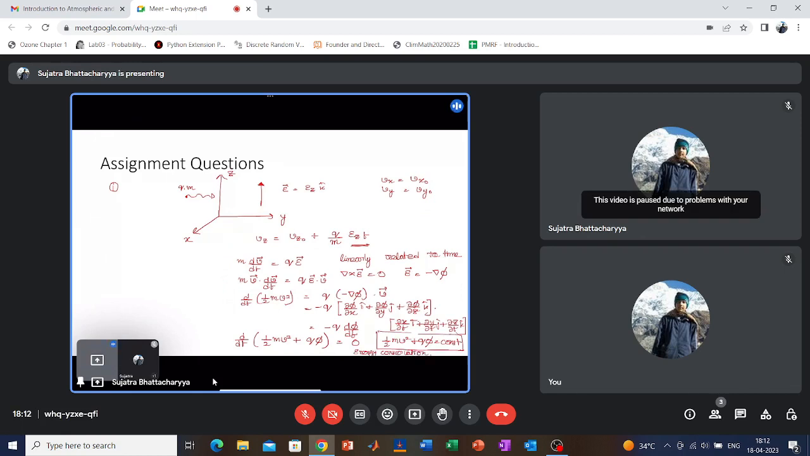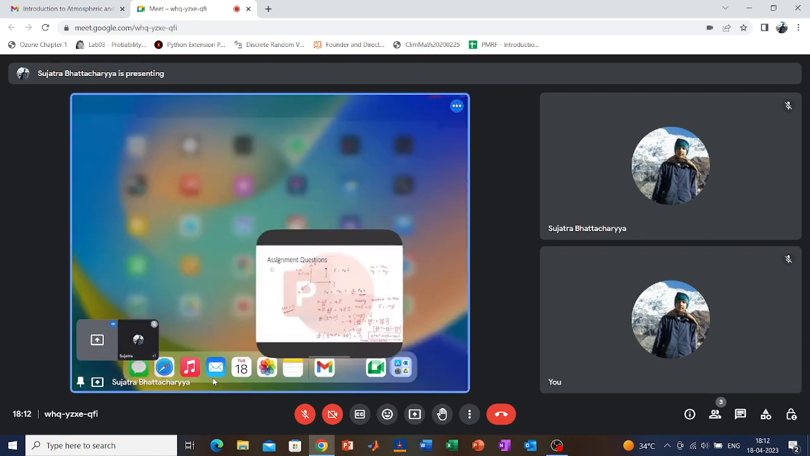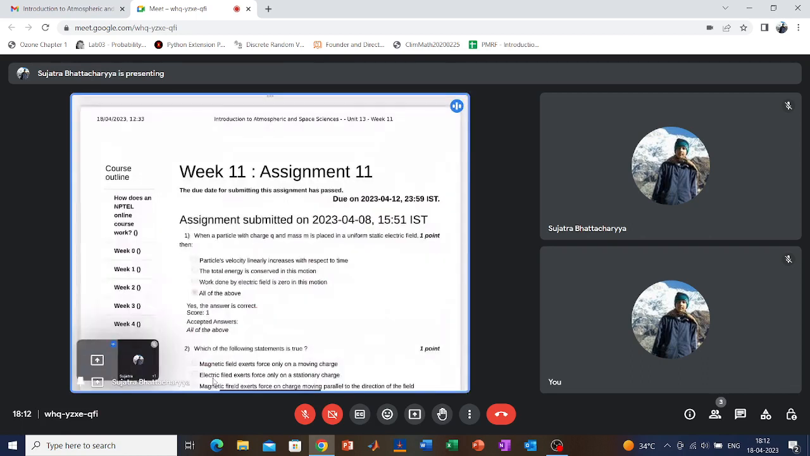Okay, so this is the energy conservation, and if the energy is conserved, then the change in work done will be equal to 0. Therefore, in the first question, this entire case of the uniform static electric field, when a particle with a charge q and mass m is placed in the uniform static electric field, which I have derived in the earlier problem solving session. Whatever conclusions we derived from there are nothing but the options here. Therefore, all of the above should be the correct option corresponding to question number 1.